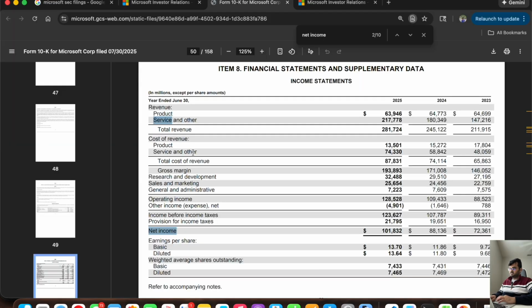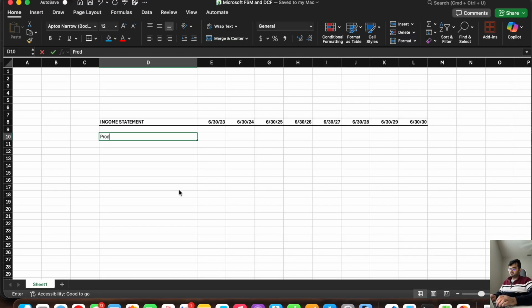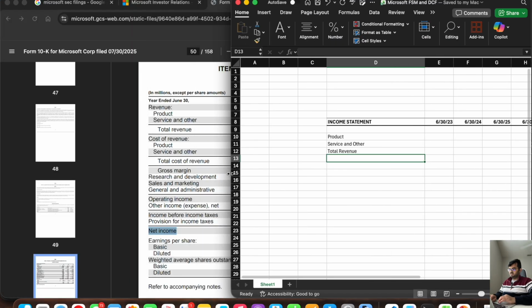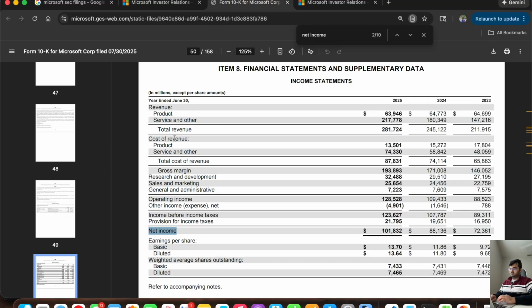The first line item in the income statement, as most income statements start with, is total revenue. But since Microsoft has mentioned product, and service and other as two different segments, I'm also going to use the same two line items as product and service and other. So first product, service and other, then the next one is total revenue. I will just minimize the screen, then type it up.